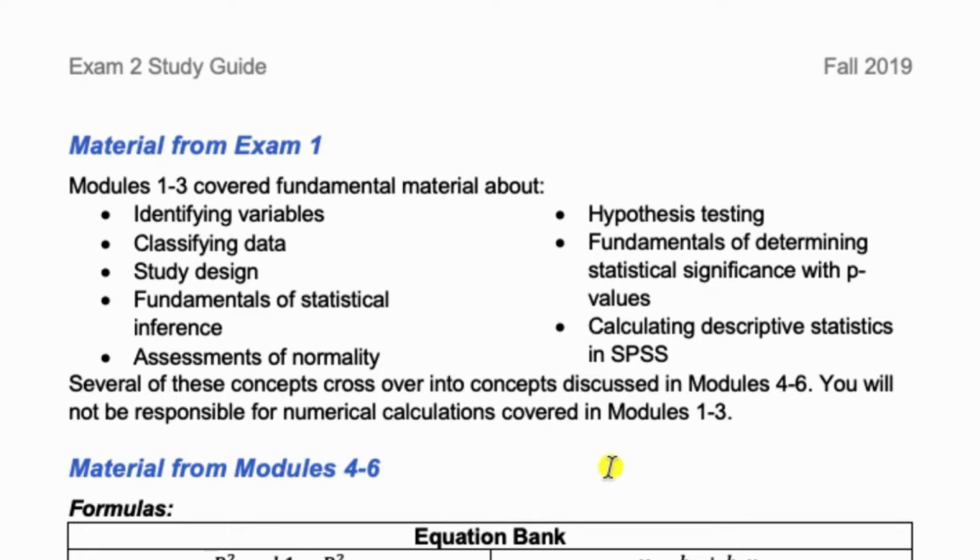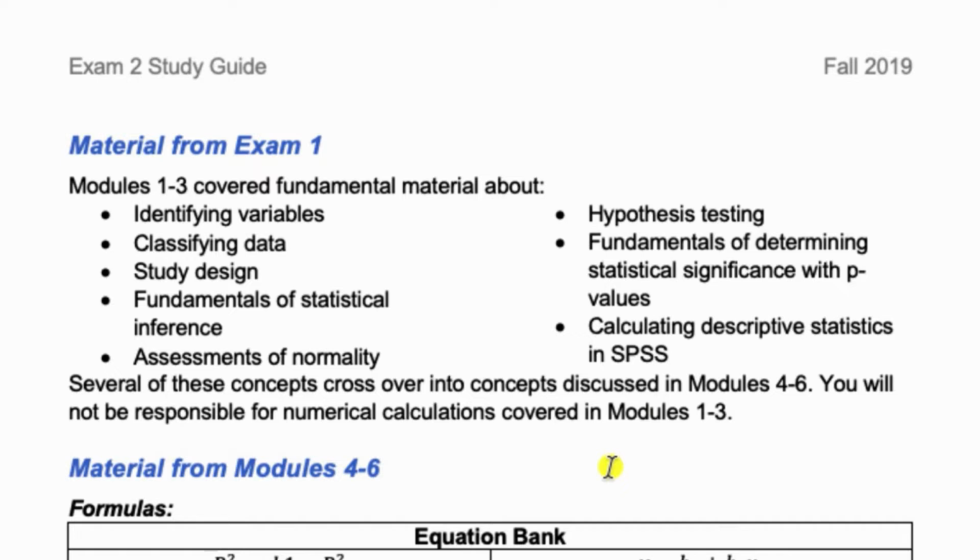Some of these things include being able to look at a research scenario and identify certain variables, classify the data that those variables would fall under. So identifying if you have nominal versus ordinal versus ratio versus interval data, the type of study design or other characteristics of study design, such as the type of sample that you've collected, whether it's between or within subjects.